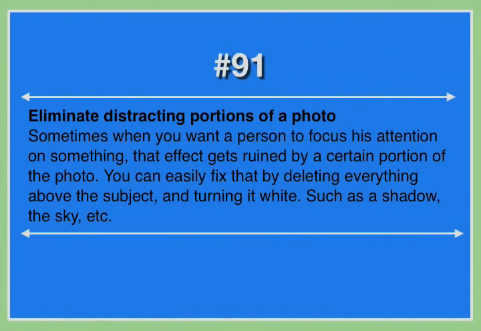Number 91. Eliminate distracting portions of a photo. Sometimes, when you want a person to focus his attention on something, that effect gets ruined by a certain portion of the photo. You can easily fix that by deleting everything above the subject and turning it white, such as a shadow, the sky, etc.